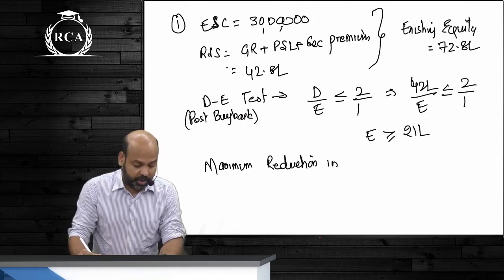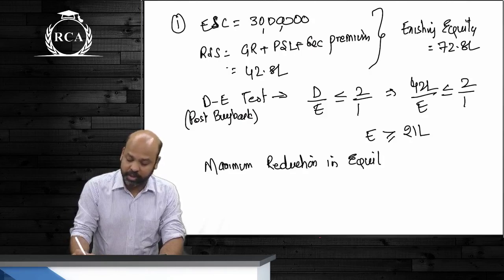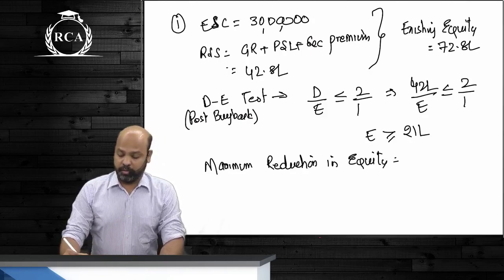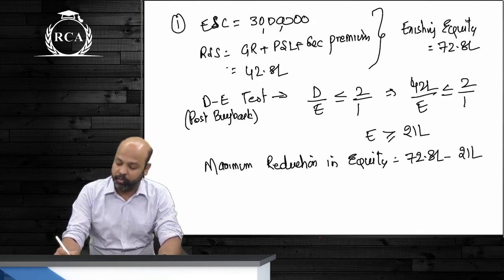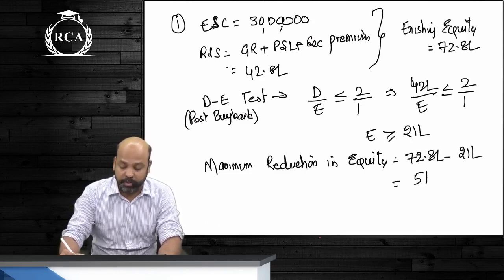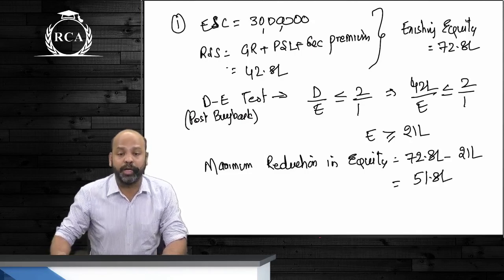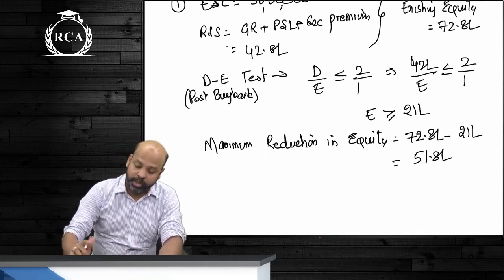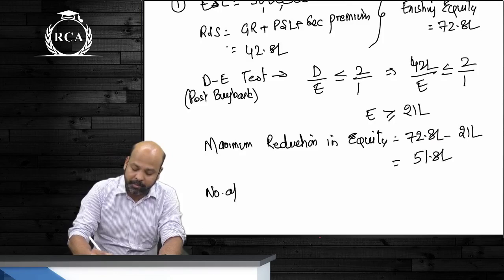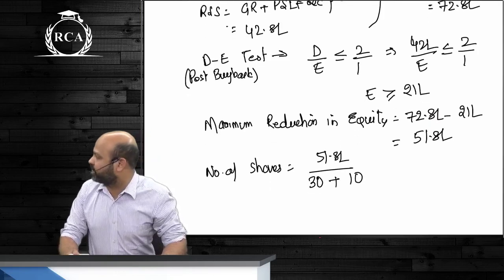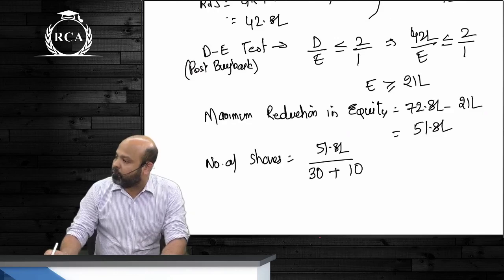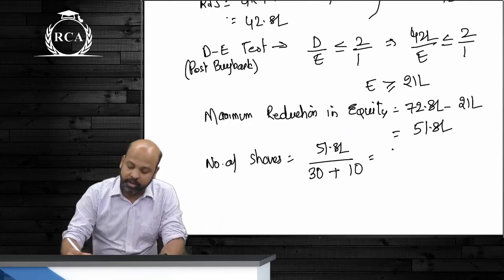Maximum reduction in equity, how much will it be? Existing equity, how much is it? 72.8 lakhs. What is your revised equity? 21 lakhs. So the maximum reduction in equity should be 51.8 lakhs. If you want the number of shares, will you divide by buyback price or will you divide by 40 rupees? So 51.8 lakhs should be divided by buyback price plus 10. What is that plus 10? Transfer to CRR.